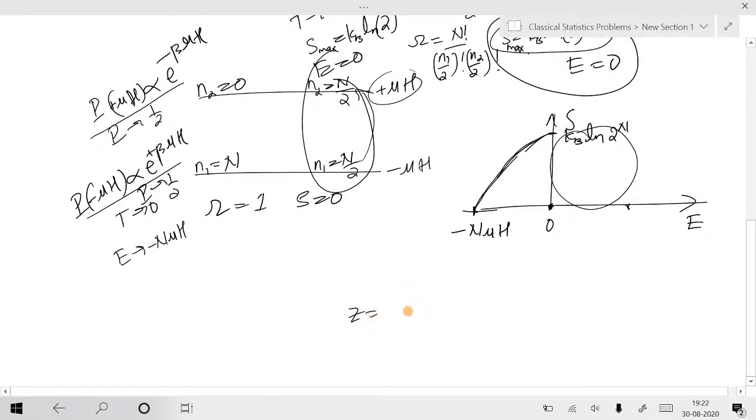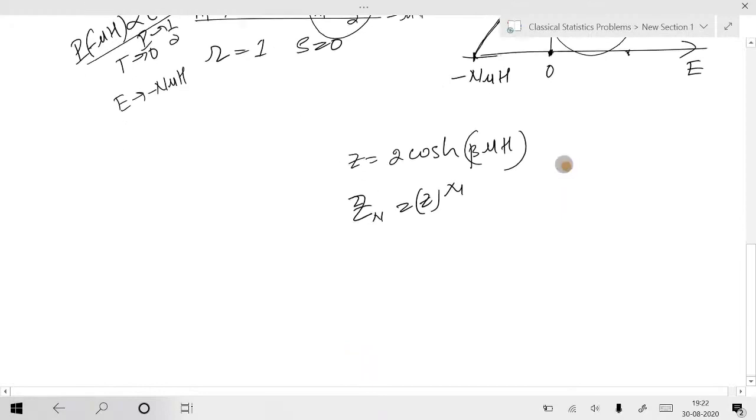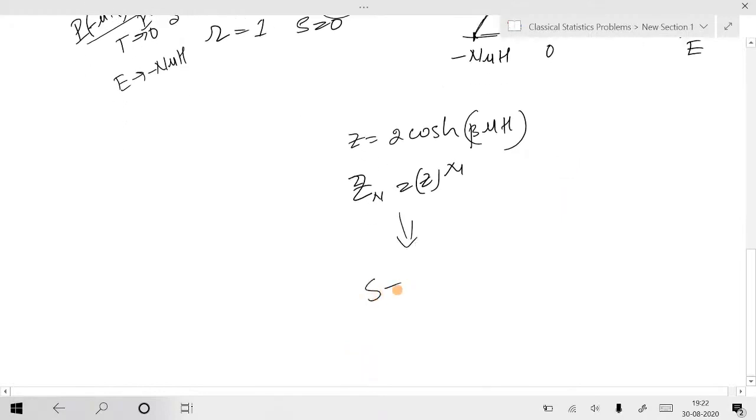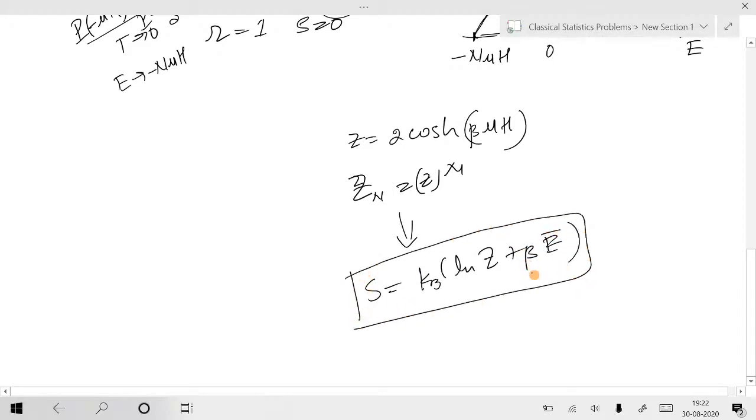You should find Z, that is 2 cosh(beta mu h), am I right? For a single particle. So Z_n is equal to Z power whole n. Now you have to proceed and find your entropy. That's equal to k_B times ln of Z plus beta into E, beta into average energy. This is the entropy at some finite temperature.